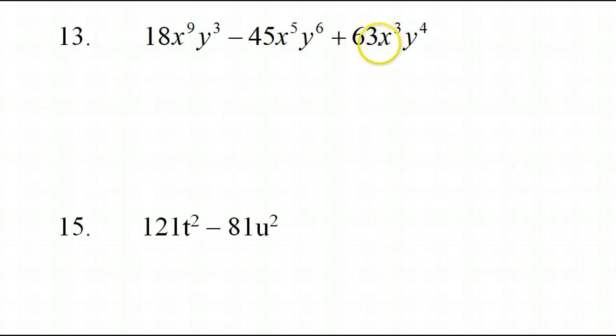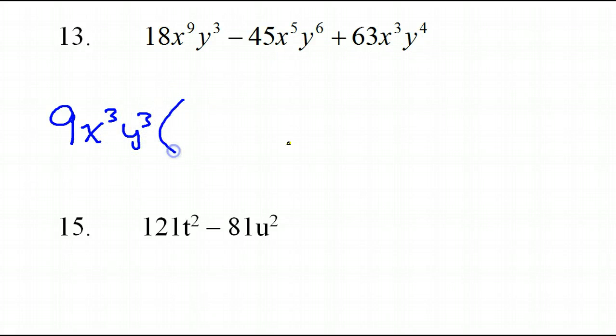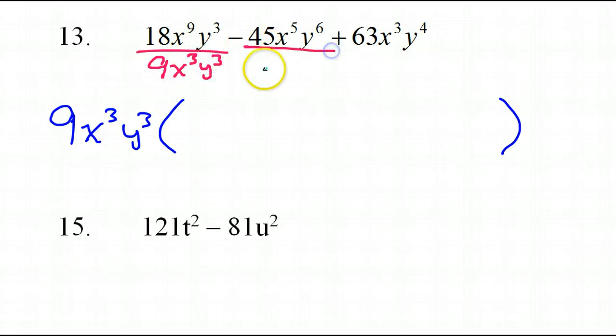18, 45, 63. At a glance, it's popping into my head that all of these are divisible by 9. Let's see, 9 x's, 5, 3 x's. 3 x's, that's the lesser amount. How about the y's? 3 of them, 6 of them, 4 of them. 3 of them is the lesser amount. So let's go with that. Now let us divide, my friends. Let us divide by 9. X to the third power, y to the third power.